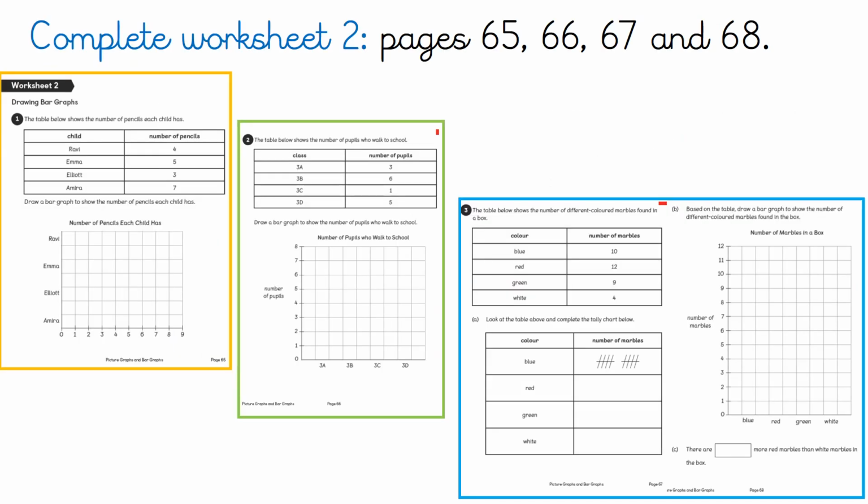That's it for today. We would like you to complete pages 65, 66, 67 and 68. You need to look at the different tables and draw a bar graph representing that information. Look carefully at the scale and what it is that you are drawing, because there might be times in which you have to draw a horizontal bar graph and other times in which you might need to draw a vertical bar graph. Give it a go and let us know if you have any questions.